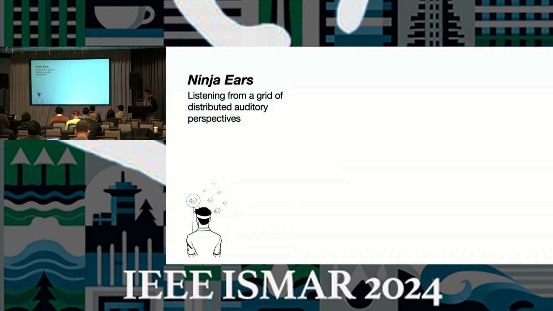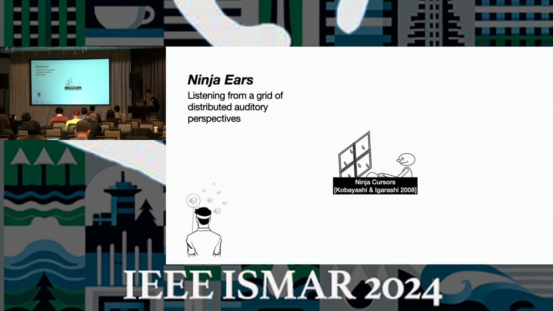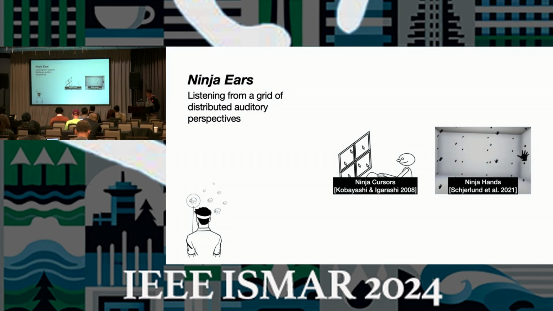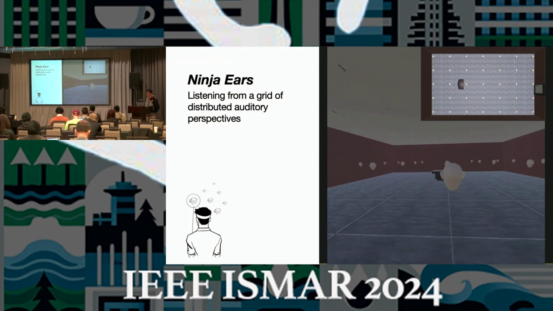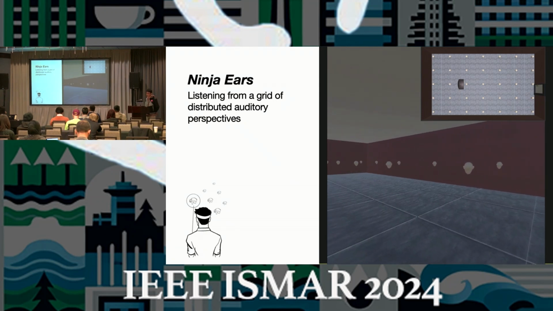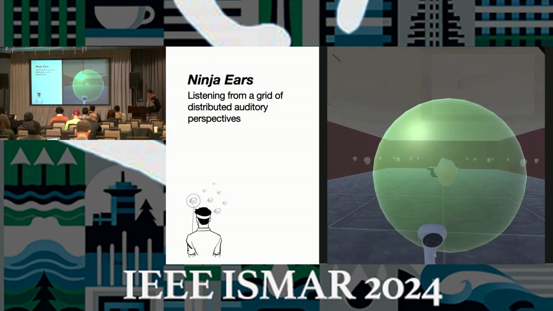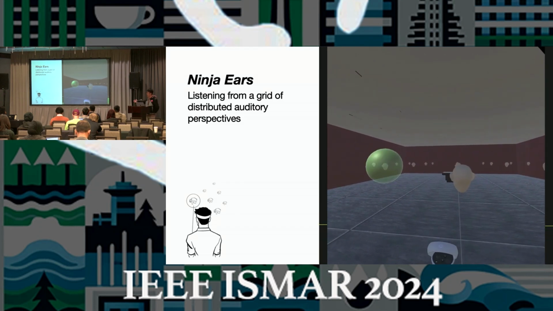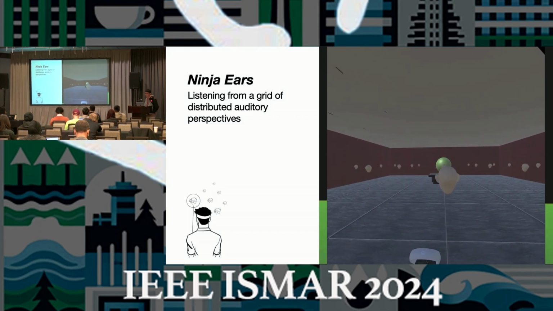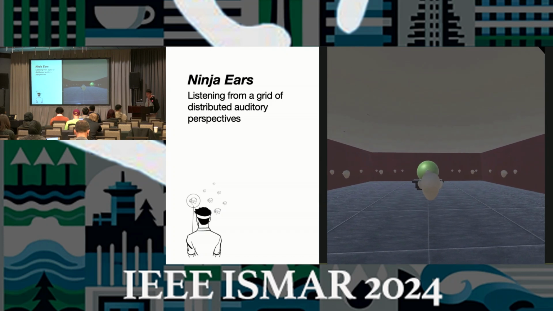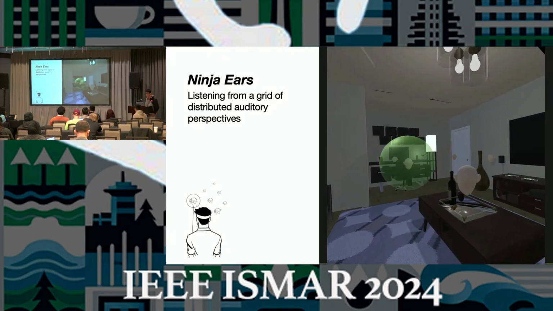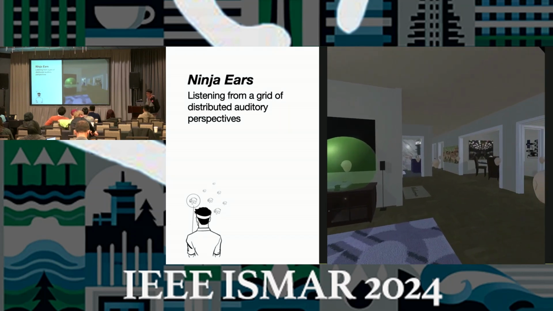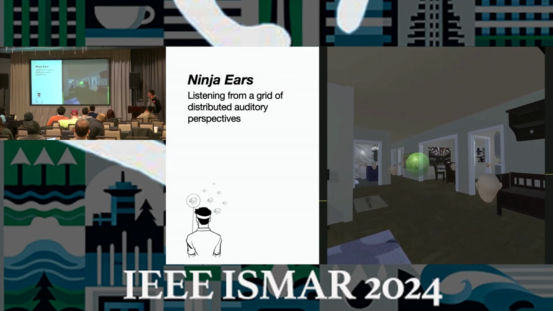Next, we introduce ninja ears. Ninja ears were inspired by previous work on target selection, such as ninja cursors and ninja hands. This technique creates a grid of evenly distributed auditory perspectives, represented by virtual heads, oriented according to the user's head. Users can toggle between these perspectives, with the selection highlighted by a green bubble, allowing them to listen from different vantage points. This approach allows users to shift their auditory perspectives quickly among points of interest when exploring an environment.